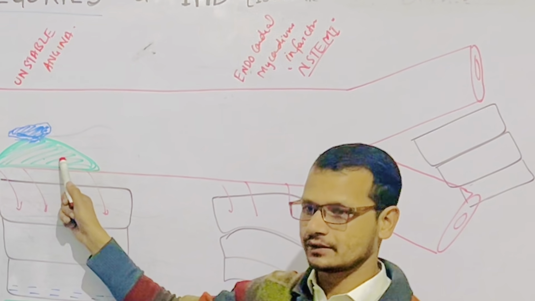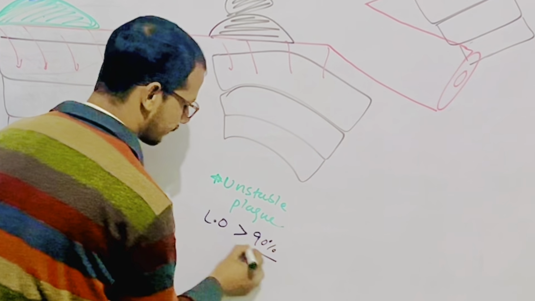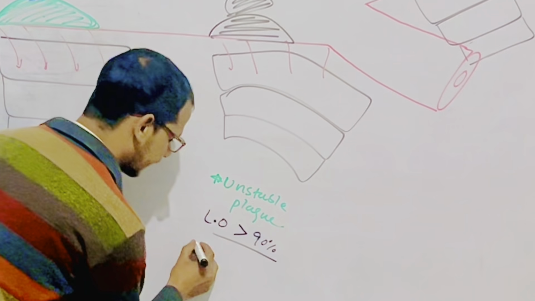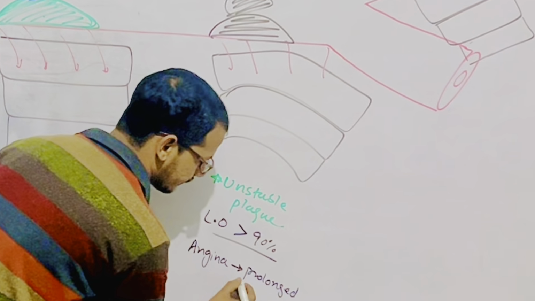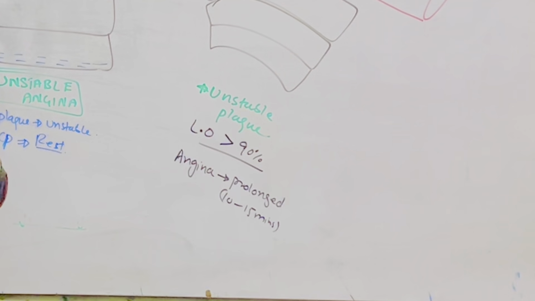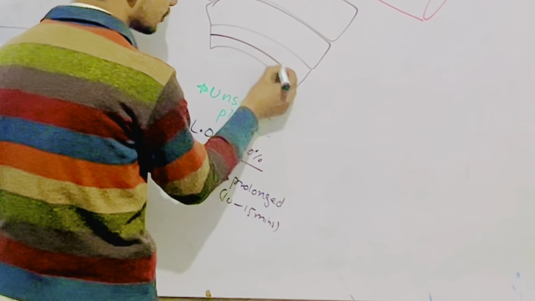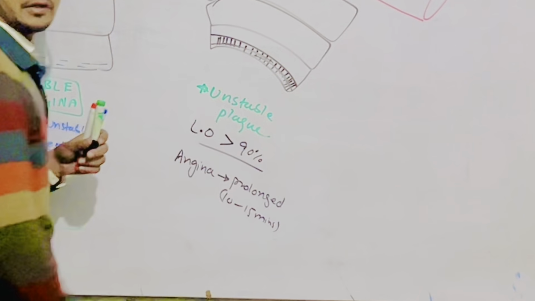For example, we have plaque here. This is fatty plaque. This is also unstable plaque. The first point is that the unstable plaque will produce angina. The second point, it will obstruct more than 90%. Luminal obstruction will be more than 90%, and the angina will be prolonged, 10 to 15 minutes. By prolonging the obstruction of blood to these tissues, they will become necrotic and dead, nearly dead.